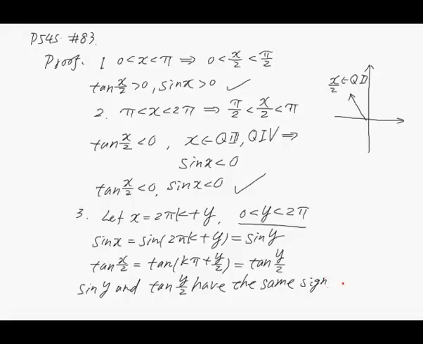and so do sine x and tangent half x for any x. Then by now we finish the proof of this conjecture. That is, tangent half x and sine x have the same sign. Any question?